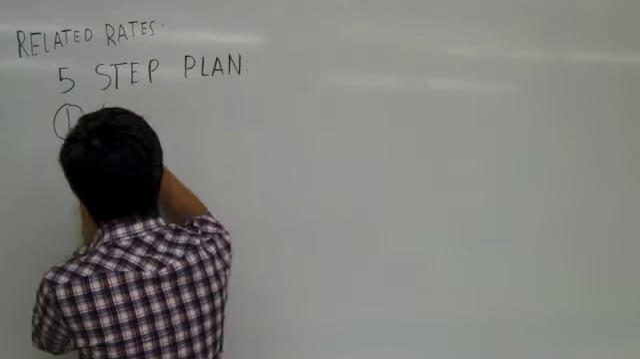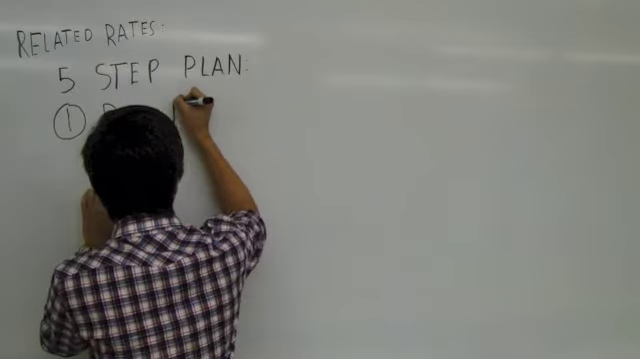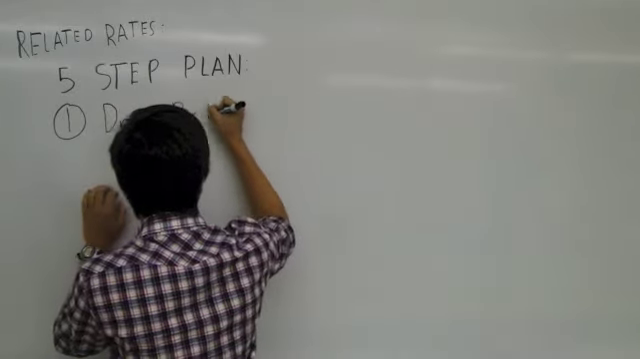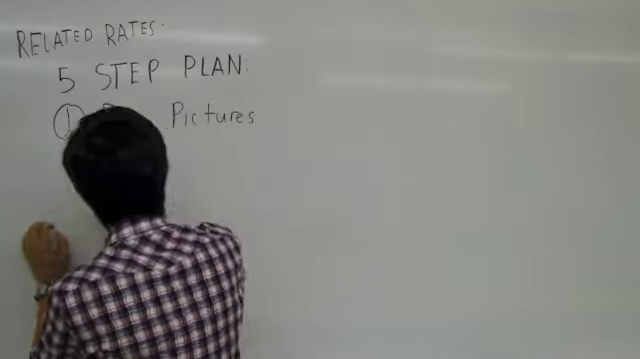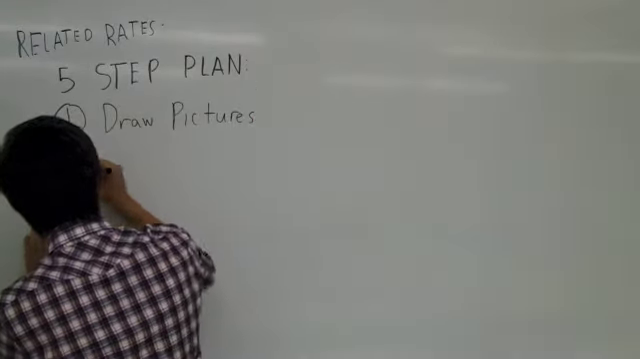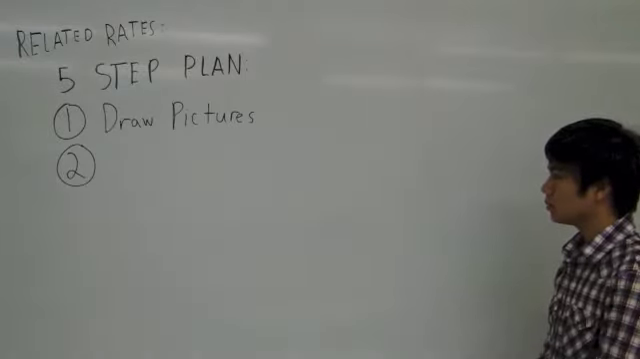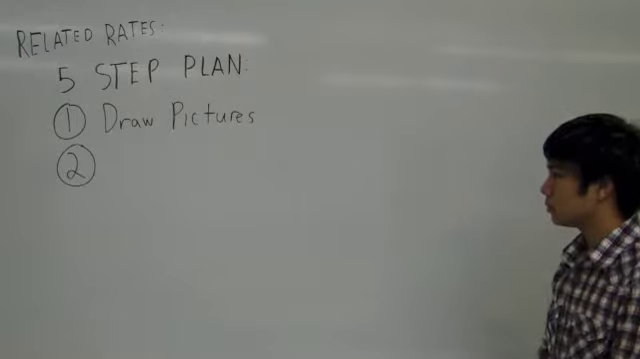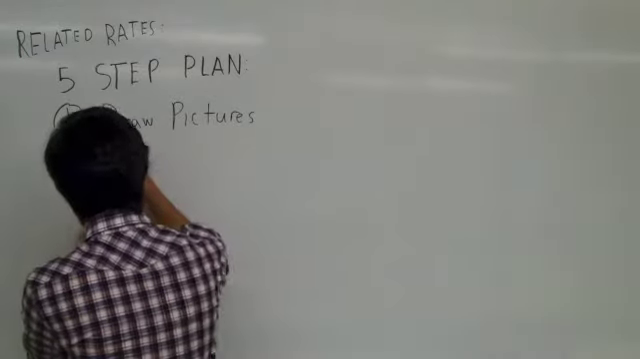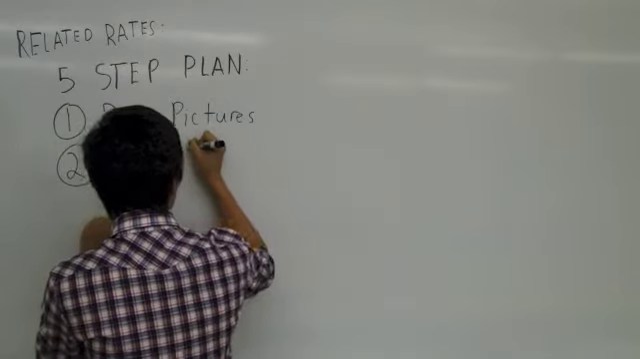Step 1 is to draw pictures. It's important to visualize what's actually going on in the problem. This also allows you to organize the information you have and identify the information you need to find. Step 2 is to write out the equations you'll be using to relate the rates. Once you've drawn out and visualized everything, and you can see what's going on, you can identify which equations you'll need to use. What exactly I mean by this will become more clear once you see the examples.